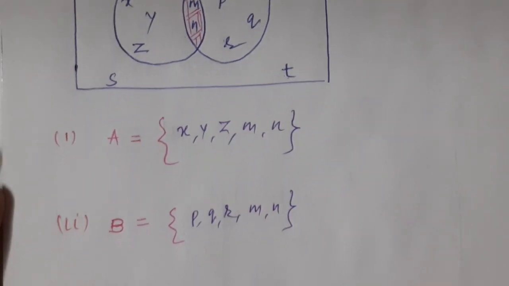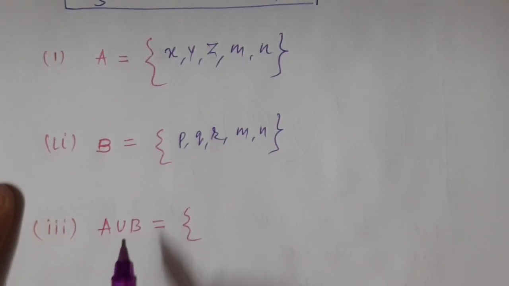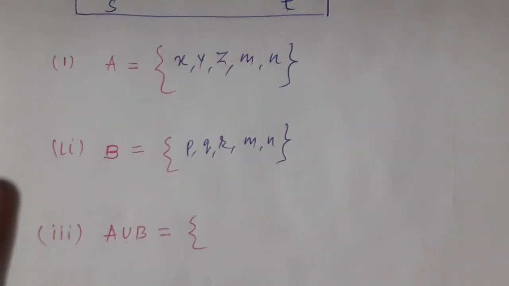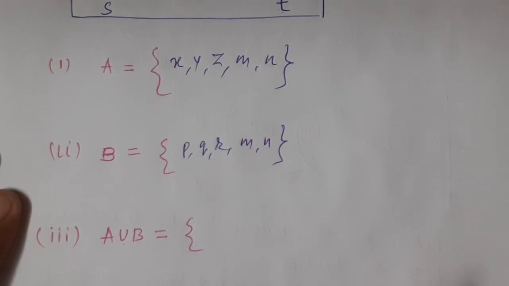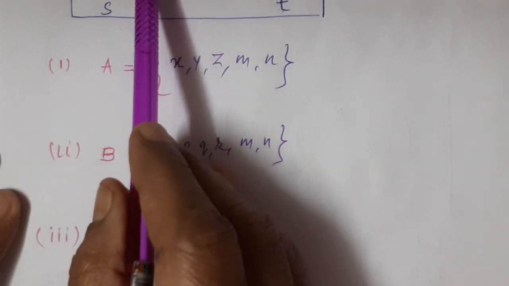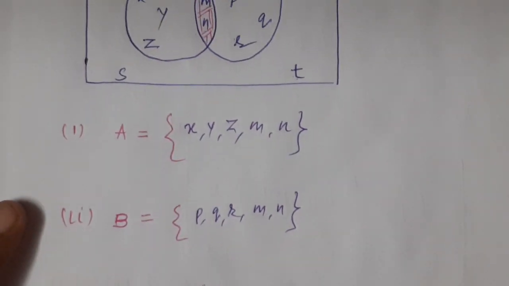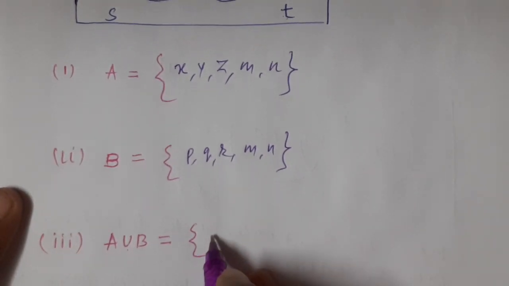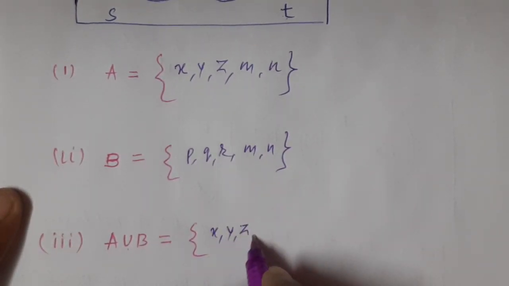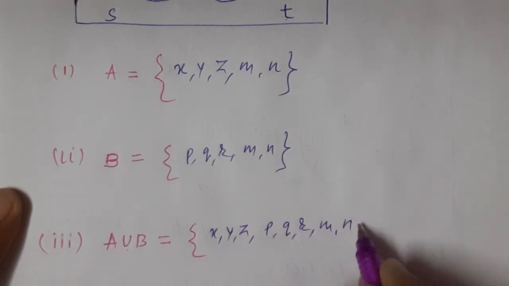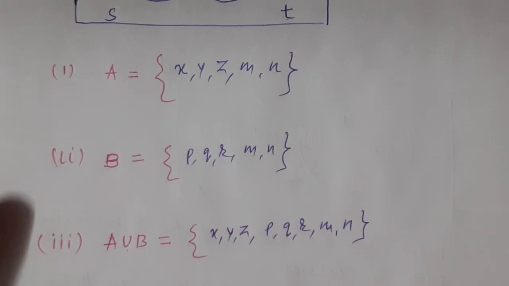Then what is A union B? When you have to find the union of both sets, it is all the elements that are present in A and B along with the common elements. So I am writing first of all the elements X, Y, Z, then P, Q, R and M and N. So these are A union B.